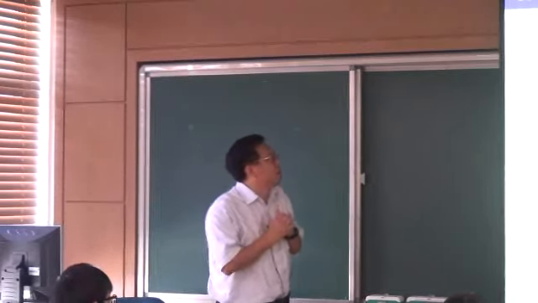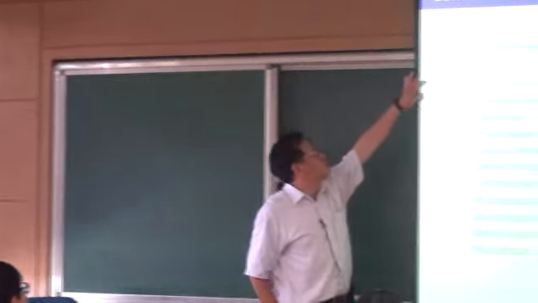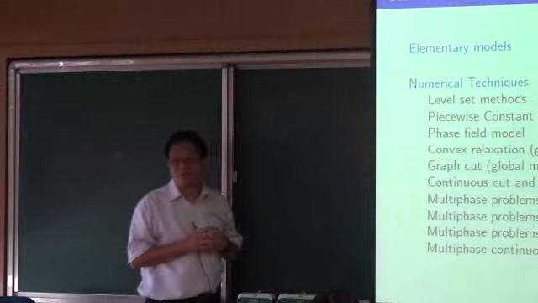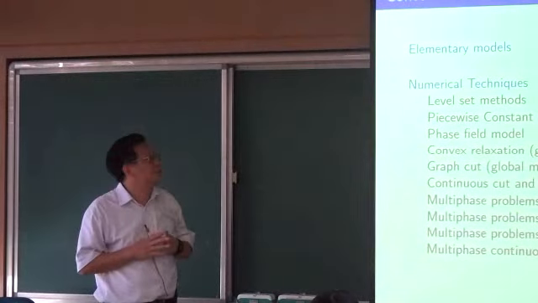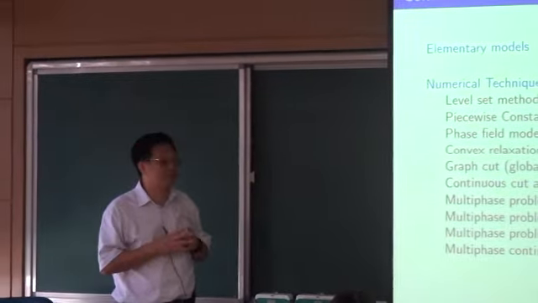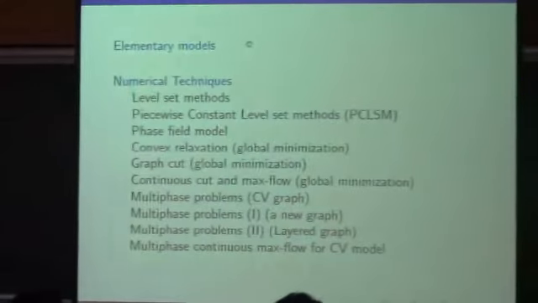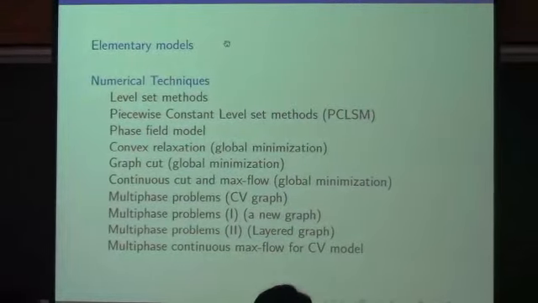Continue what we have been doing. So therefore, in the first two talks, we have been introducing several elementary models for general image processing and especially for image segmentation. We talk about the Mumford-Shah, piecewise constant Mumford-Shah, geodesic active contour, and then we introduce a level set. So I think last lecture we introduced level set.